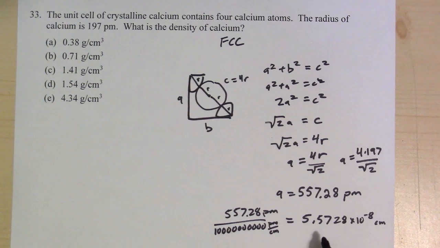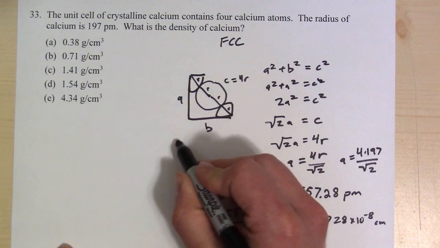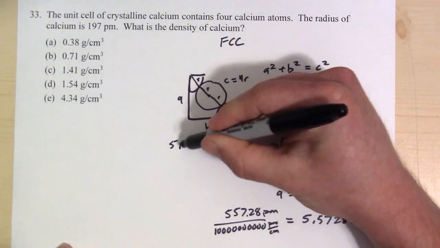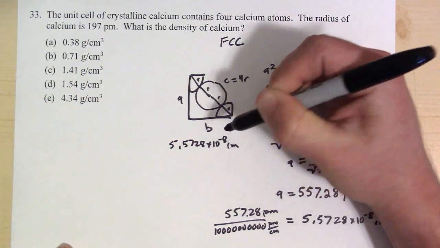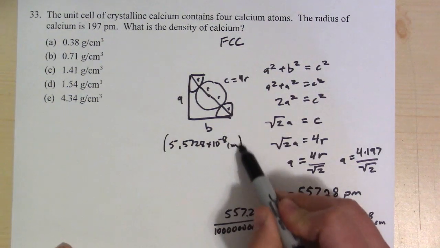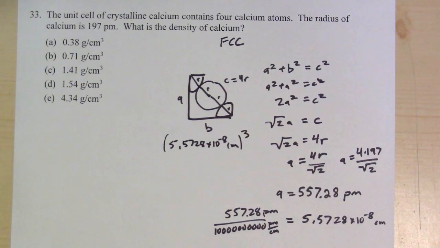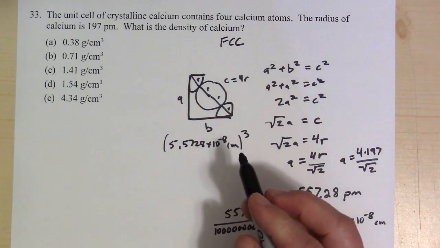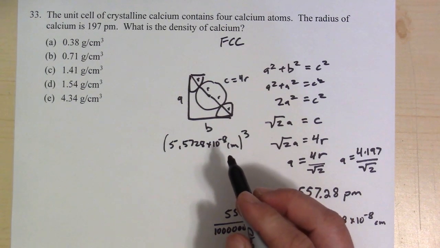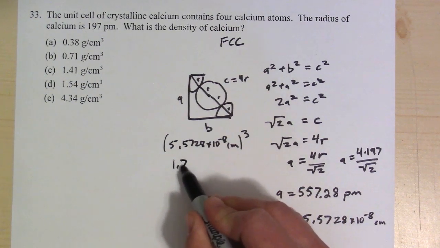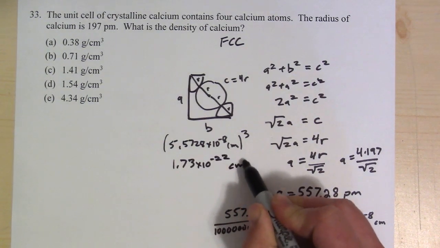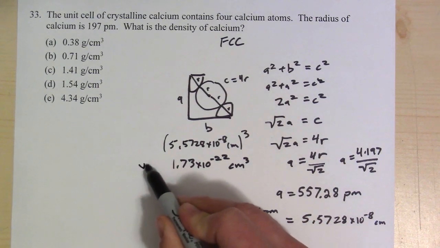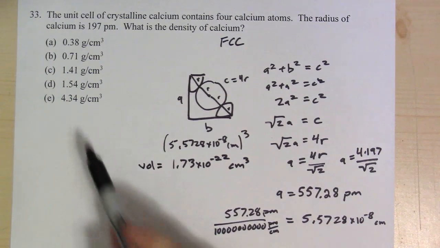So we have the length of one of the edges of the cube in centimeters, so that is 5.5728 times 10 to the negative 8th centimeters. If we take that to the third power, that will give us the volume of the cube, which is going to equal 1.73 times 10 to the negative 22nd cubic centimeters. So that is our volume. So we have our cubic centimeters.